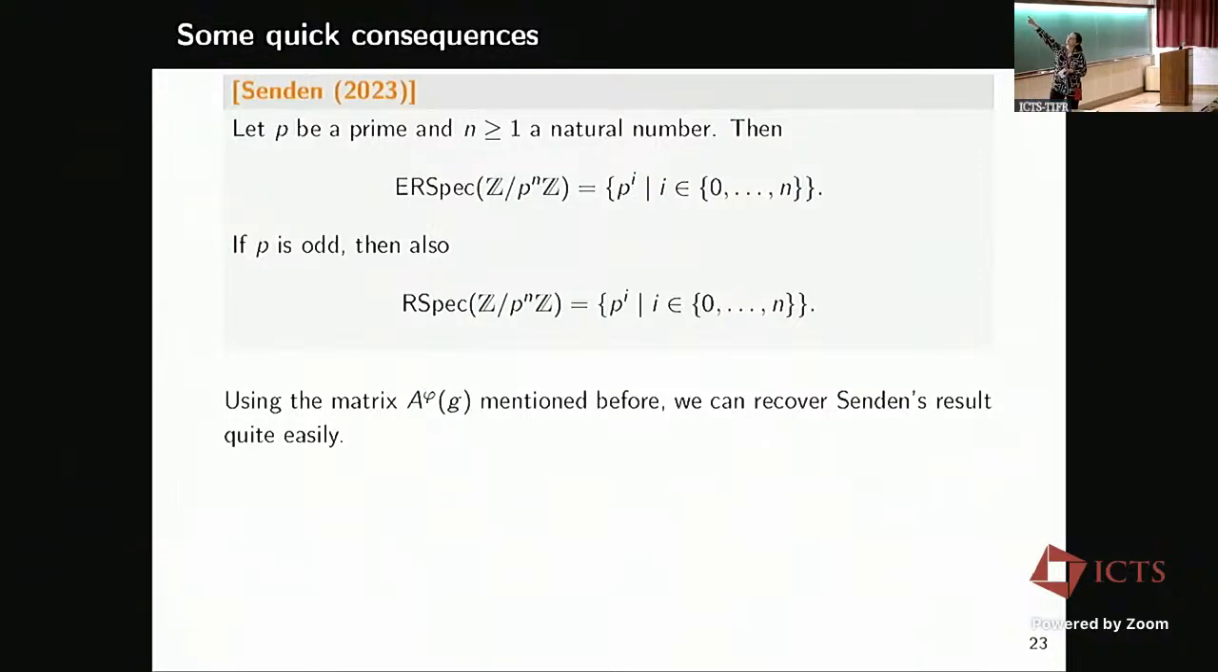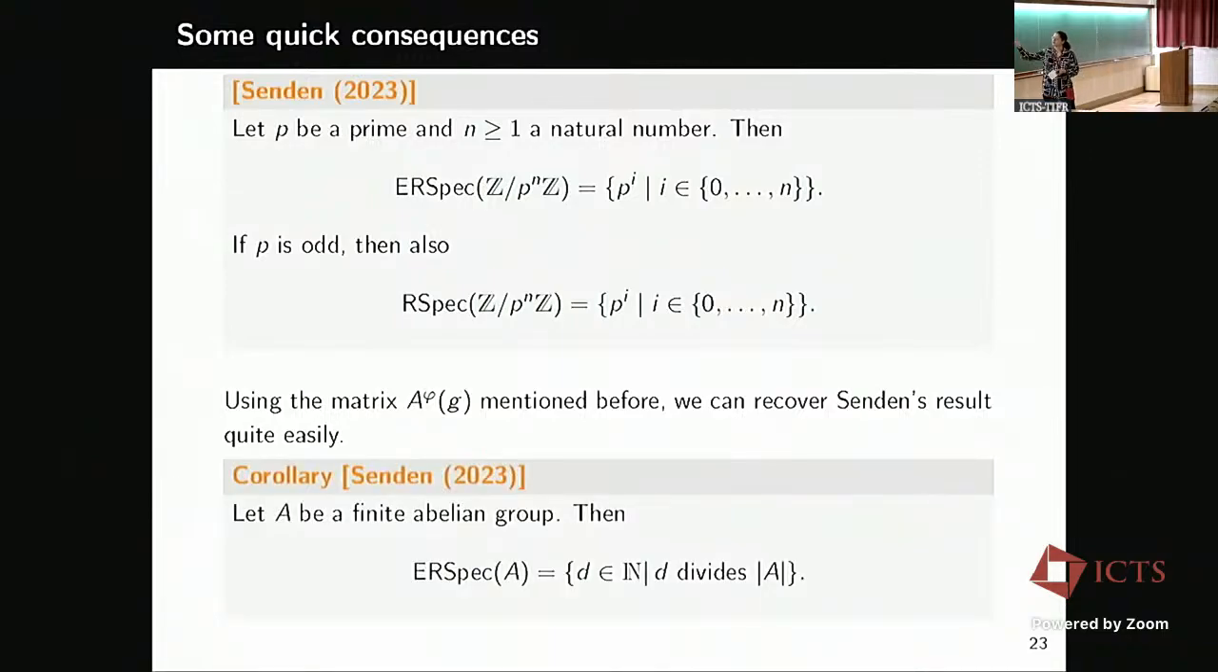His result holds for all primes in the case of the extended Reidemeister spectrum, but only for p odd. If that's also true for even p, I'm sure we can do it using these matrices, but I still haven't tried. One consequence is that the extended Reidemeister spectrum of a finite abelian group is given by all elements that divide the order of the group. So if we can show something similar for p = 2 as well, we get the same result also for the actual Reidemeister spectrum.